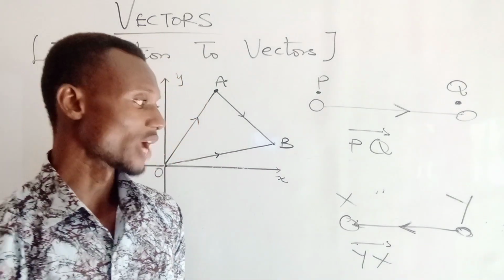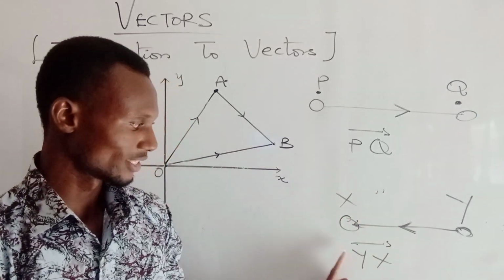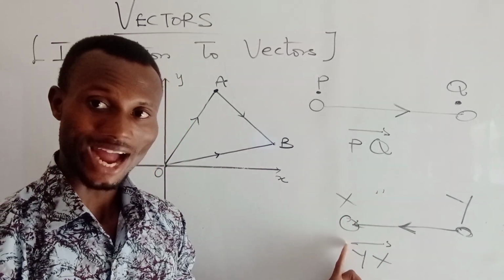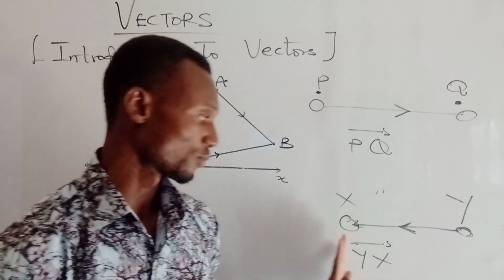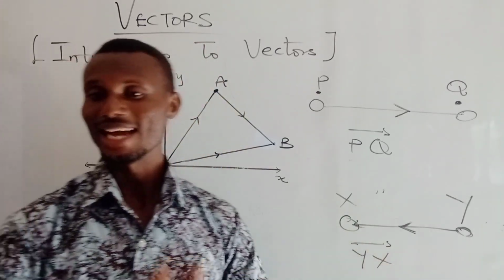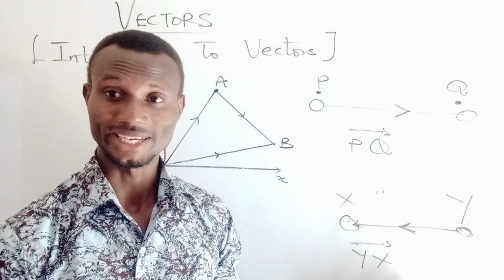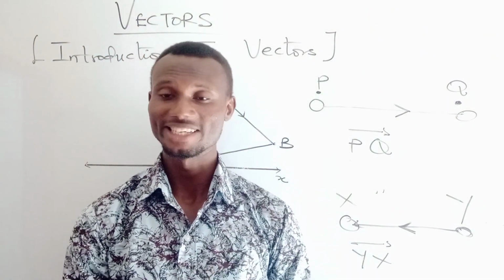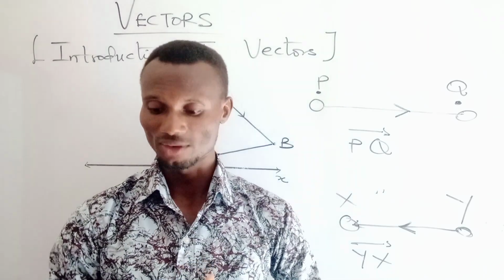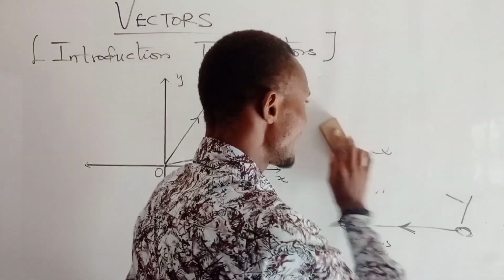Why? Because we are moving from point Y to point X. So look at it. We are starting from point Y, and the arrow is pointing towards X. I hope you understand. So that's how to illustrate vectors. I hope the explanation is clear enough up to this point. So I'm going to clean this so that we can proceed further.